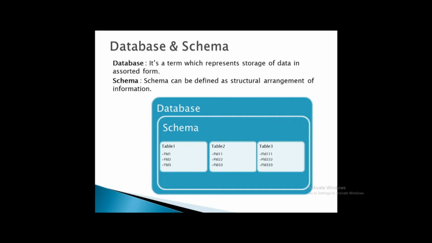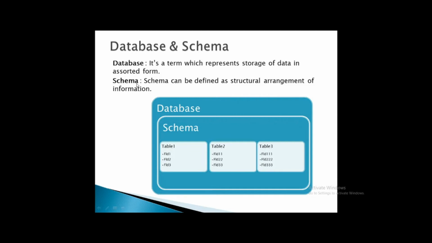But the minute difference between these two is that schema is a subset of database. Database is a wider term that we use where we store the information in a sorted format. That means we are going to have tables, columns, views, triggers, and so on and so forth. So all these things come under database. Similarly, schema is a part of database, or a kind of subset of database.